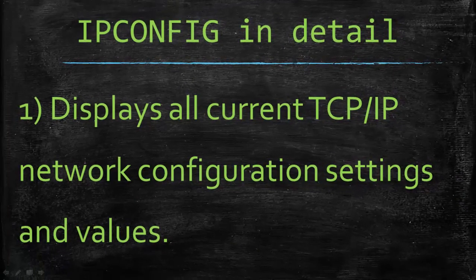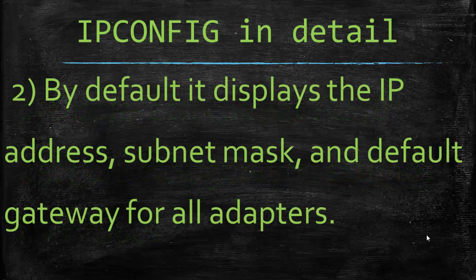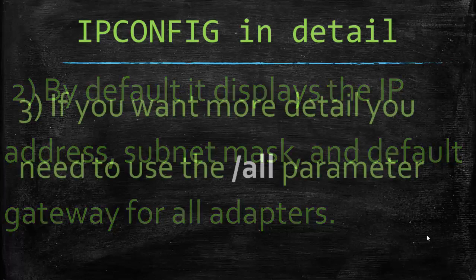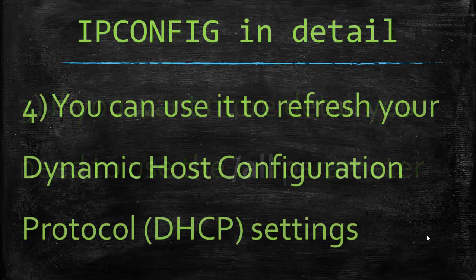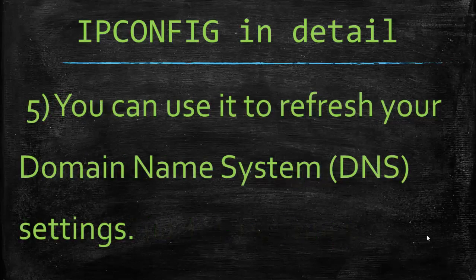So once again, to recap, your IPConfig command displays all of your current TCP/IP settings. By default, it displays just the IP address, subnet mask, and default gateway. If you want more details, you have to use the all parameter. You can use it to refresh your DHCP settings, and you can use it to refresh your DNS settings.